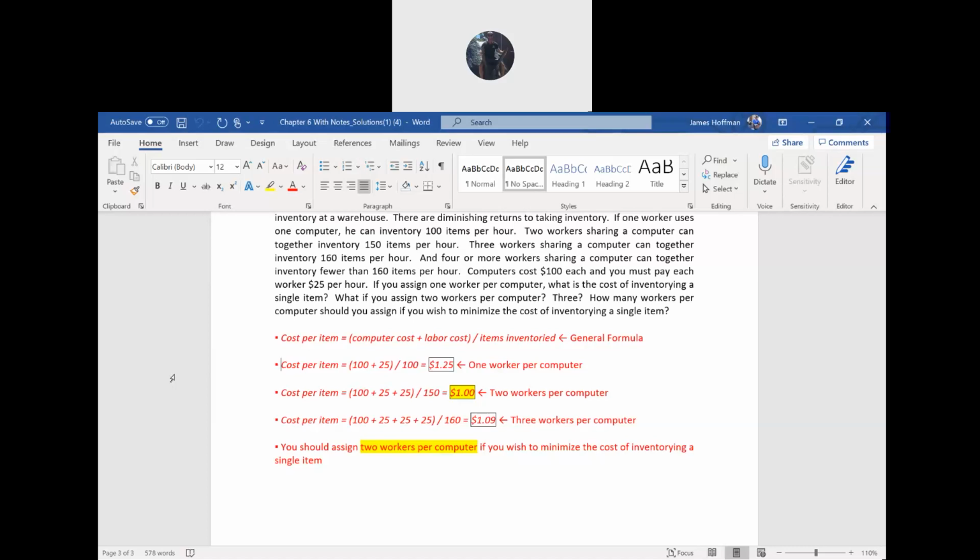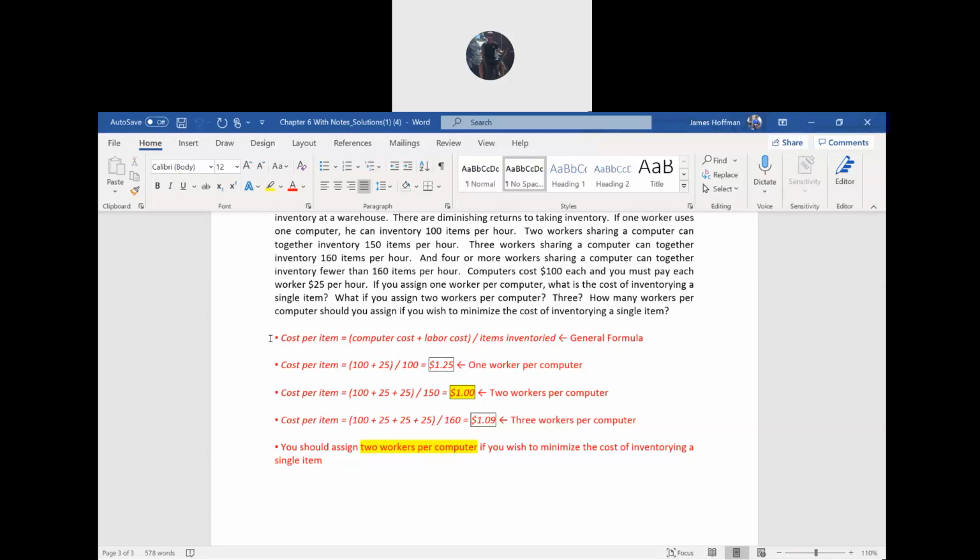All right, so the cost per item, if we do 1 worker per computer: the cost is the computer cost of 100 plus 25 bucks to pay that worker for the hour. So that's a cost of 125. And the problem says that 1 worker on 1 computer can inventory 100 items in 1 hour. So that's 125 divided by 100, and the cost per item is $1.25 if you put 1 worker per computer.